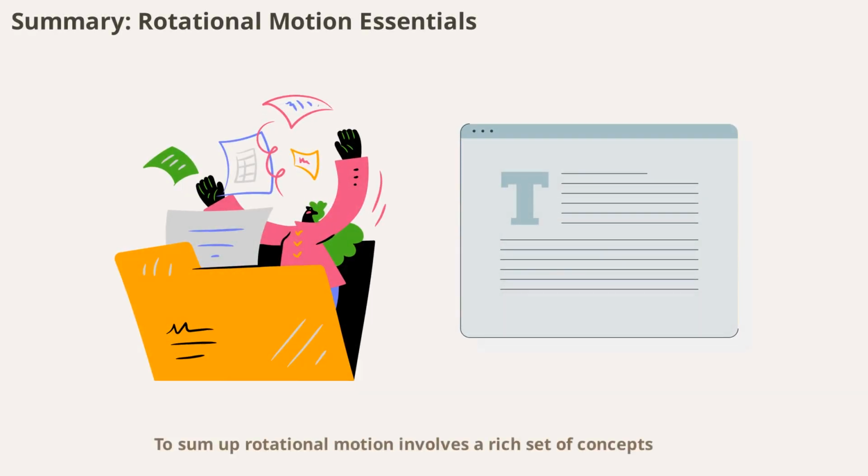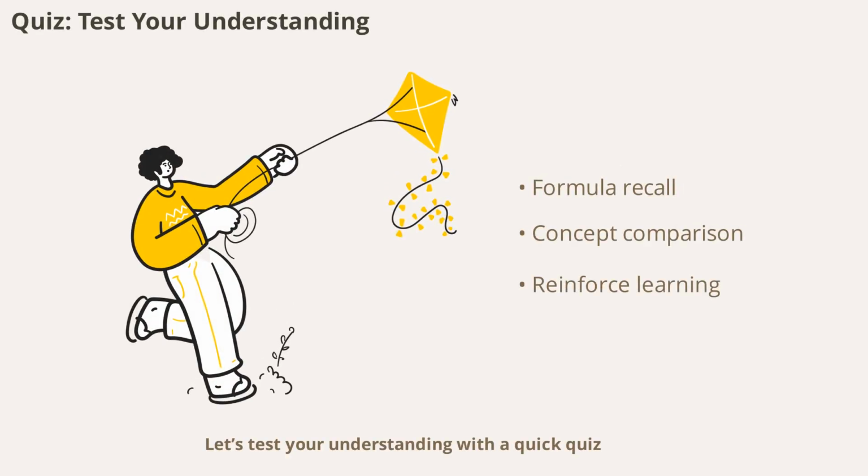To sum up, rotational motion involves a rich set of concepts, from center of mass and torque to angular momentum and moment of inertia. Mastery of these ideas is not only crucial for academic success, but also for practical applications in technology, engineering, and daily life. Let's test your understanding with a quick quiz.